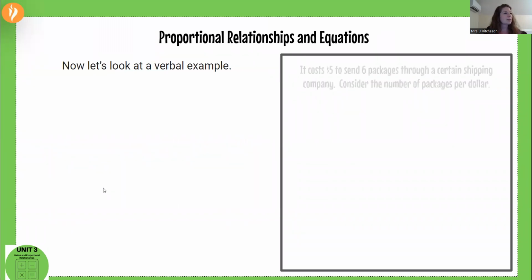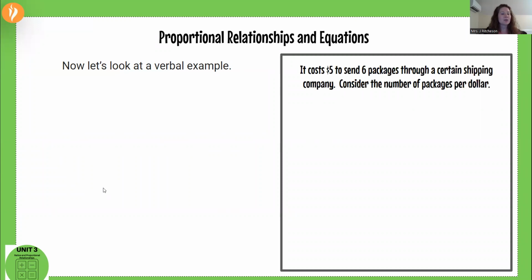Now let's look at a verbal example. It costs $5 to send 6 packages through a certain shipping company.